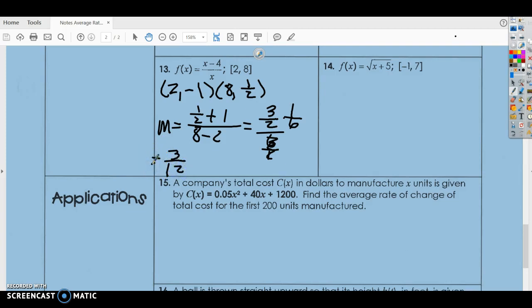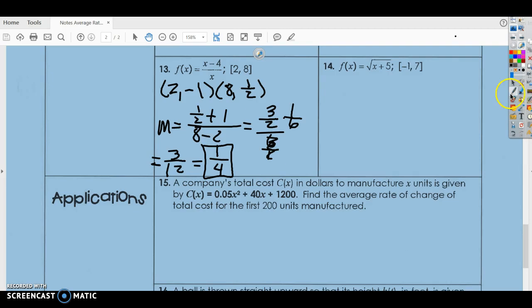And 3 over 12, both are divisible by 3. 3 goes into 3 one time. 3 goes into 12 4 times. So 1/4 is my answer. Okay?